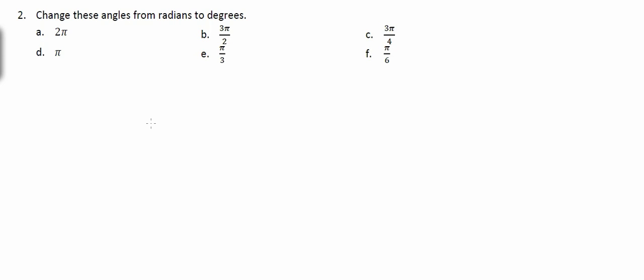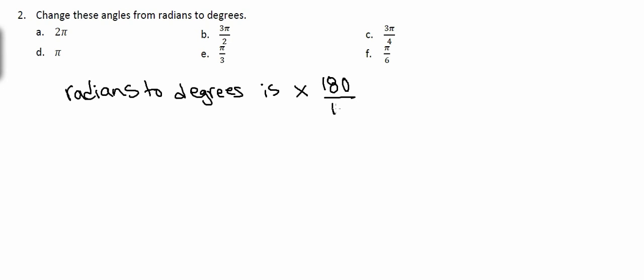Hello, so in this video we are going to take a look at changing from radians to degrees. So the conversion factor from radians to degrees is to multiply by 180 over pi this time. So let's take a look at the first one here, A.